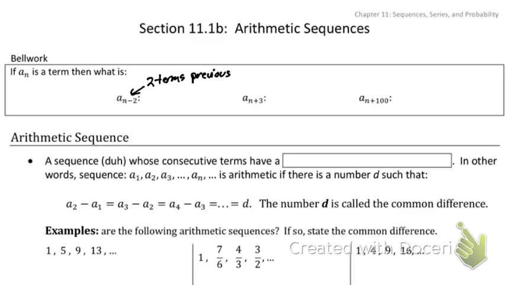So what does n plus 3 then mean? 3 terms after, yeah. That'll be 3 terms after. So let's say I'm looking at the 10th. I would then look at the 13th. That's what it says to focus on. n plus 100 would obviously be 100 after. We're not going to deal with 100 after, but that's exactly what that would be. That would just be 100 terms after.